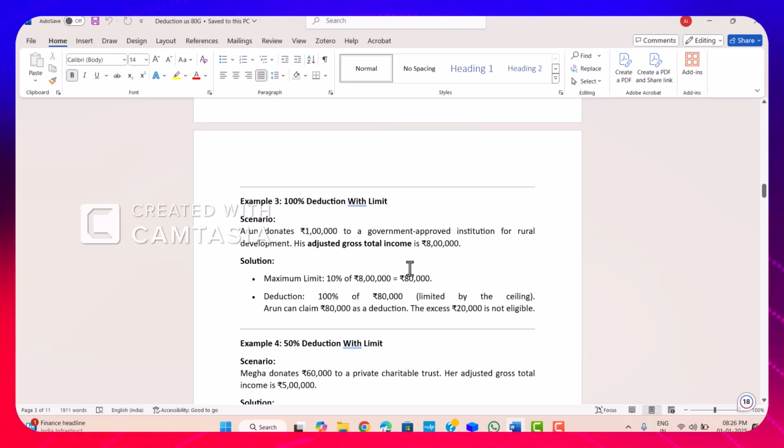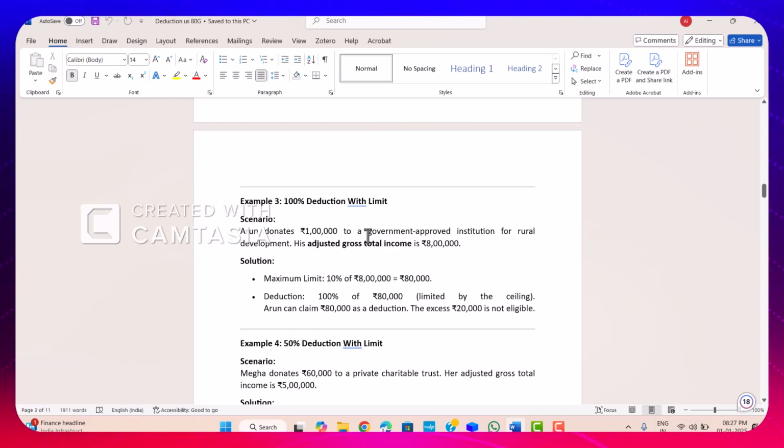When you are giving donations here, it comes under the approved institution. We have two types of donation: donation to certain limit and donation to the approved institution. The maximum limit you can take is 10% of our adjusted gross total income. 10% of 8 lakh is 80,000, and you have donated 1 lakh. Okay, now the deduction is 100% of 80,000 limited by the ceiling. Arun can claim 80,000 as deduction.